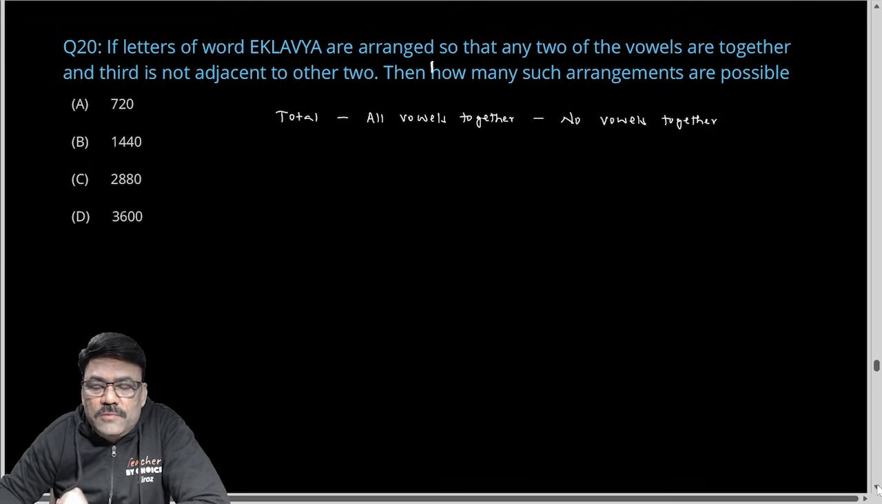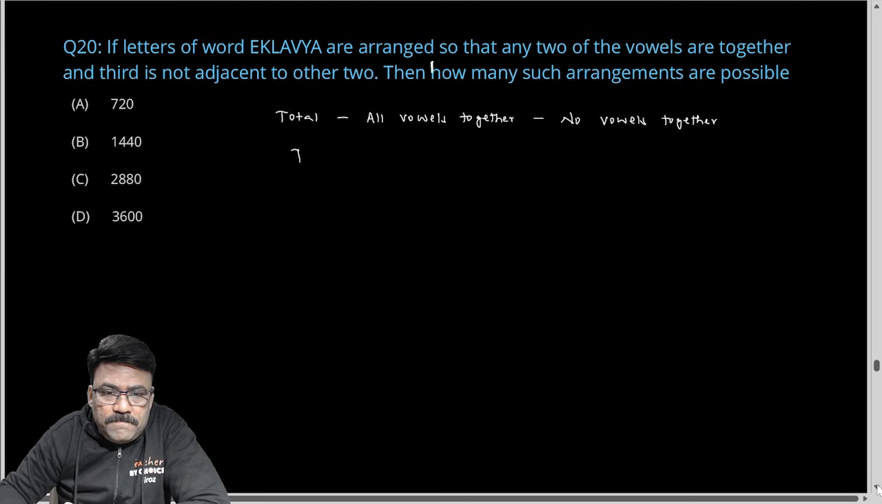Now what will be the total number of arrangements? So see, in Eklavya you have 7 letters, out of which A is 2 times. So the total number of arrangements is 7 factorial over 2 factorial. This is the total number of arrangements.